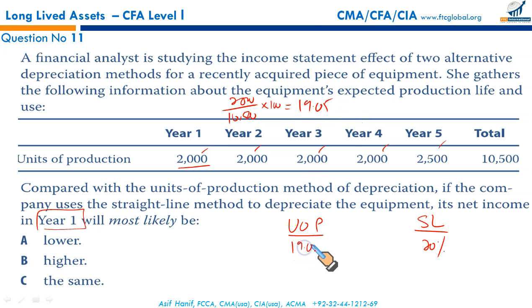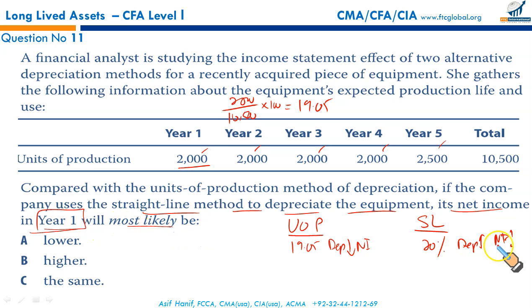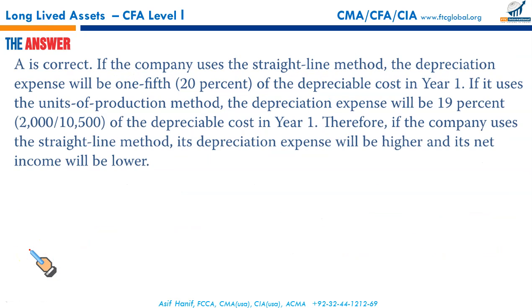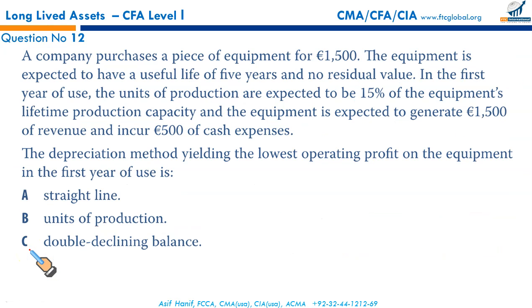Now, the straight line method will result in higher depreciation, lower net income. The units of production method will result in lower depreciation, hence higher net income. So the question said, if the company uses the straight line method to depreciate the equipment, its net income in year 1 will most likely be lower because the depreciation charge is higher. So that makes A the correct option. And A it is.